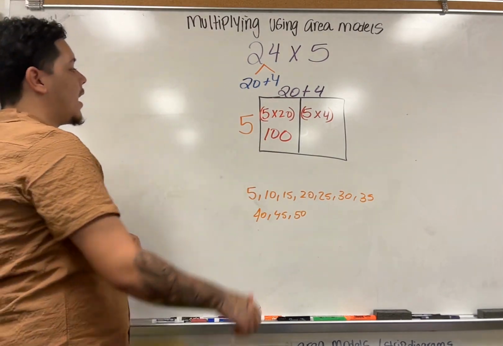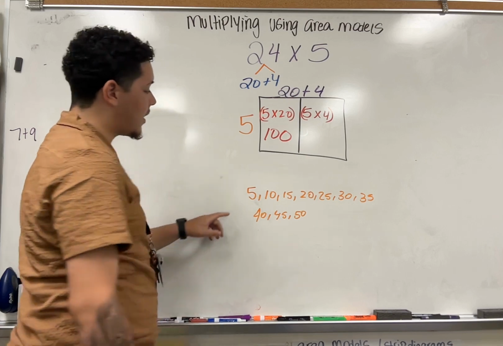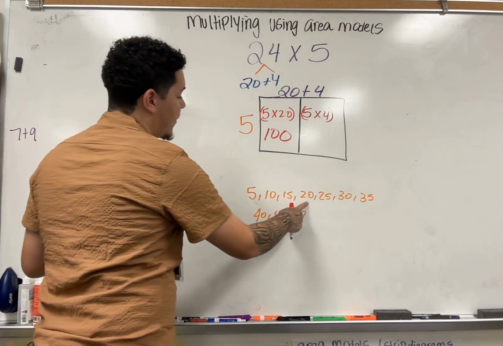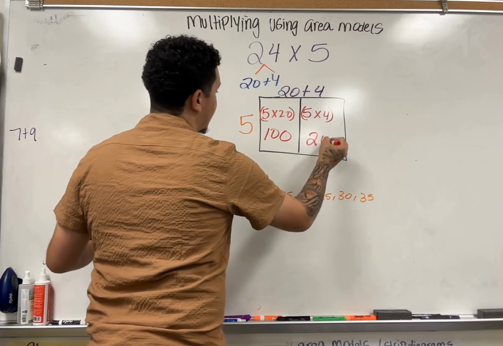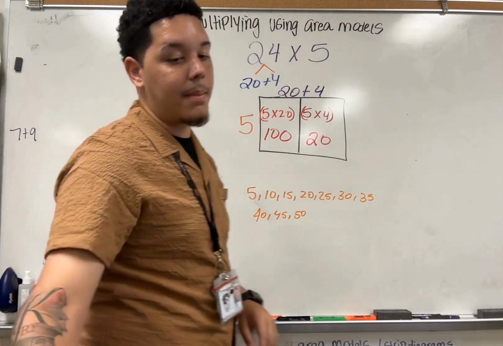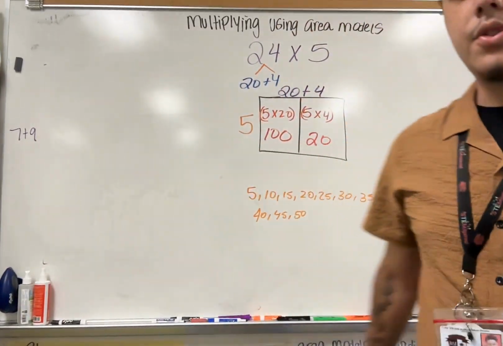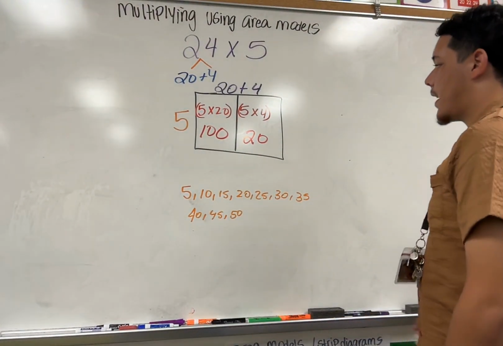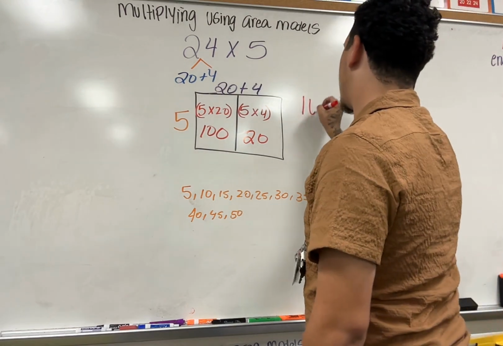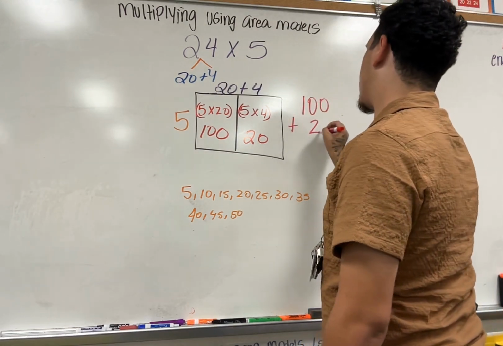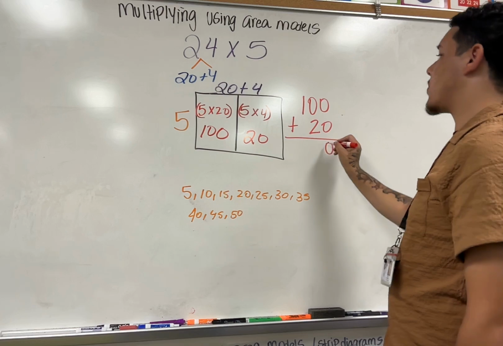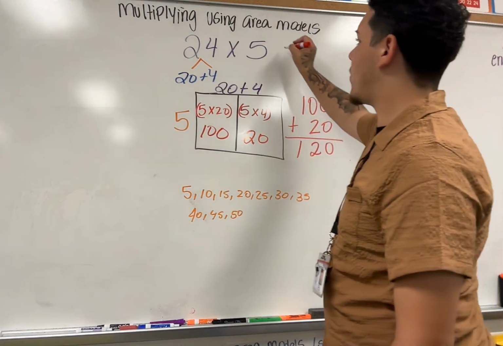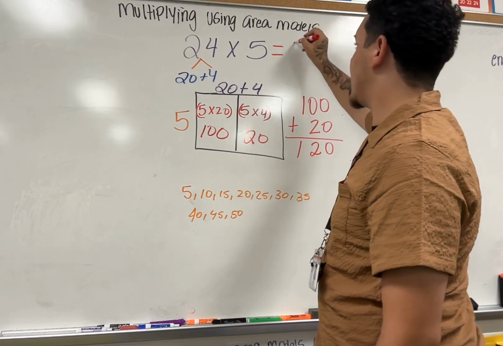All right, so now I'm going to try to do 5 times 4. Now if I look at my skip counting that I already wrote, this is going to help me out. 1, 2, 3, 4. 5 times 4 is 20. And now all that I'm going to do is simply add the two sides that I have. All right, so let's go ahead and try that. So I'm going to do 100 plus 20, and that is going to get me to 120. So 24 times 5 is 120.